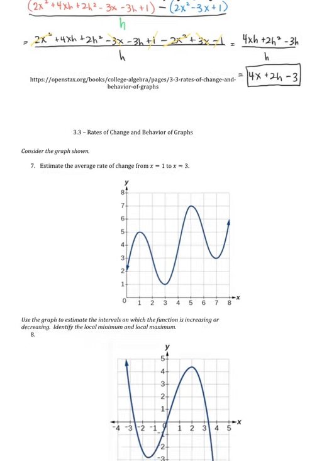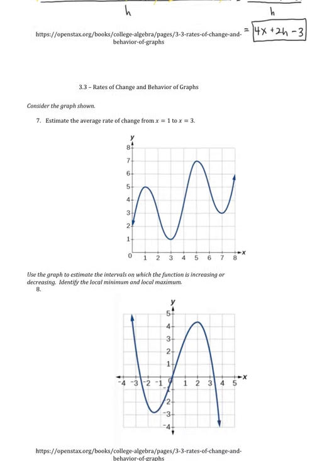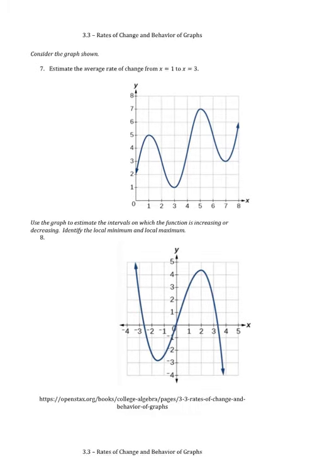Okay, so for these, we're going to find the average rate of change given a graph for number 7. And so the key here is making sure you know where your points are. So it says the average rate of change from x equals 1 to x equals 3. So when x is 1, that's here, your point associated with that is here. So your ordered pair is 1, 5.